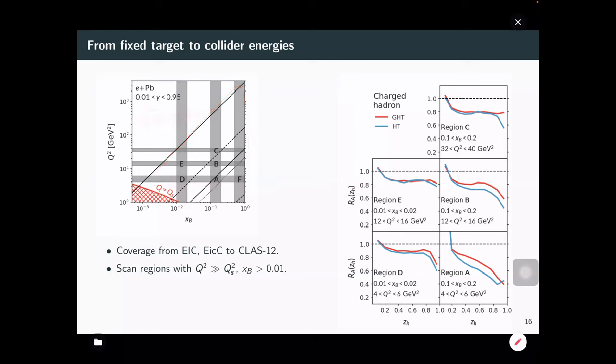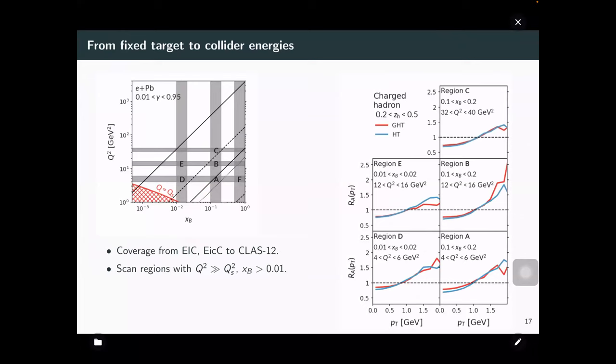But of course, according to our previous analysis, we will restrict this final state interaction analysis to the large x_B region. So here we will only restrict our discussion to x_B greater than 0.01, and also to Q squared much, much larger than the saturation scale. So it's meaningful to say that you trigger on the hard process. And now you can do a scan in this x and Q squared phase space. For example, these five regions will correspond to the five plots over here, and study in a very detailed way how nuclear modifications evolve with x_B and with Q squared to test your theory. The same can be done for the transverse momentum spectrum.